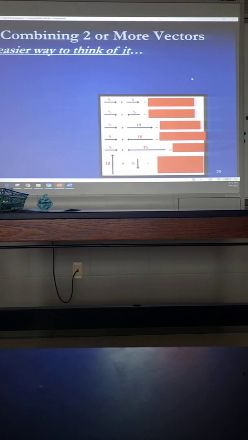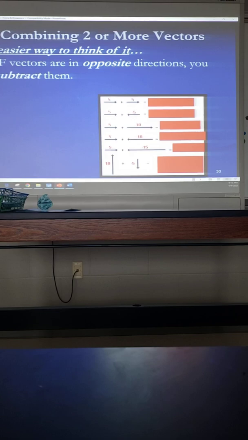Okay, so let's take a look at this. Here's my way, or the easier way. If vectors are in the opposite direction, you subtract them.